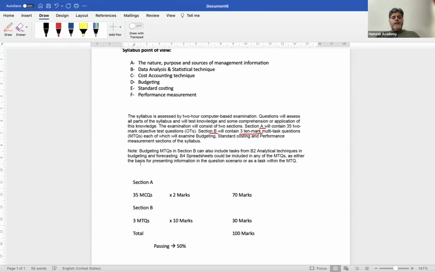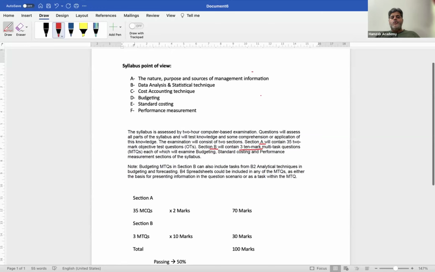Now, overall speaking, how is the breakup going to be from these 6 areas? This whole syllabus, all the 6 areas, can be in section A of the paper. I mean, in section A, where the 35 MCQs are going to be, you can have these MCQs from any area of the syllabus, from any area the examiner wishes, he can test you, right?